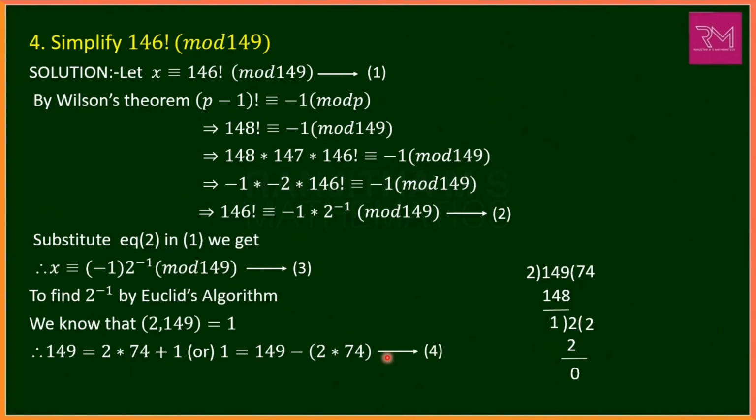So next, call this equation number 4. Next, with the help of equation 4, we have to find the inverse value of 2. Here equation 4 is 1 is equal to 149 minus 2 into 74. Next, we have to achieve the form 1 is equal to SA plus TM.